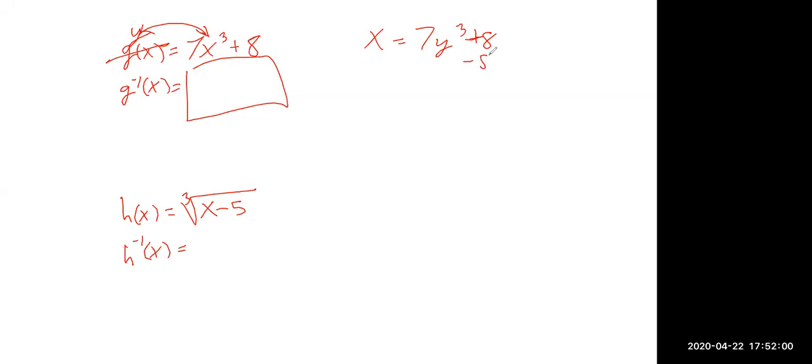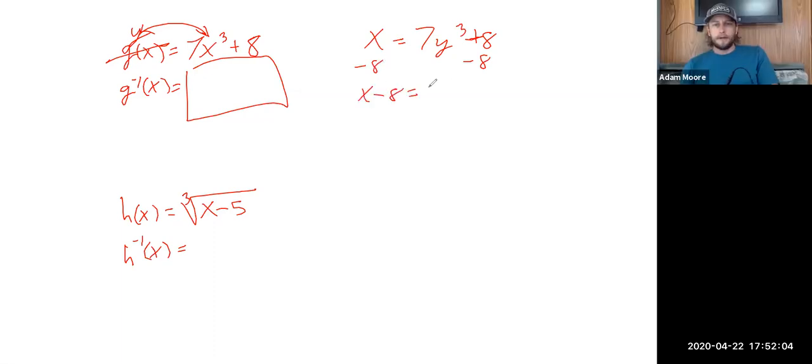-8. You know it. X take away 8 there equals, and then the 8's are gone, but we still have 7y to the 3. How do I get rid of that times 7? Divide by 7. Yes. We'll divide by 7. And then we have y to the 3 equals all that mess: x take away 8, divide by 7.